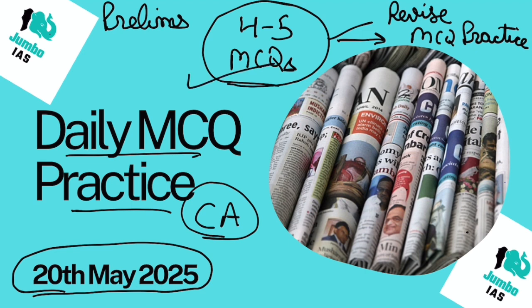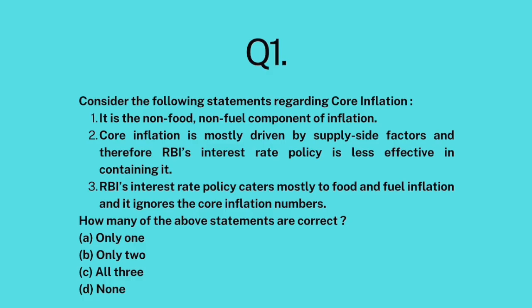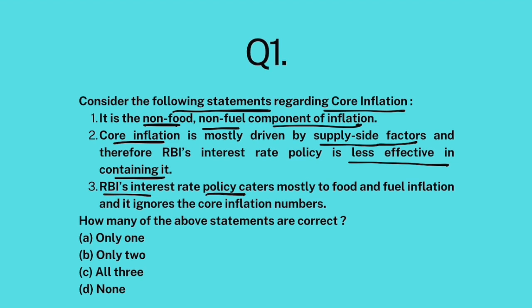All right, let's begin today's discussion, starting with question number 1. Consider the following statements regarding core inflation. It is the non-food, non-fuel component of inflation. Core inflation is mostly driven by supply side factors, and therefore RBI's interest rate policy is less effective in containing it. RBI's interest rate policy caters mostly to food and fuel inflation, and it ignores the core inflation numbers.